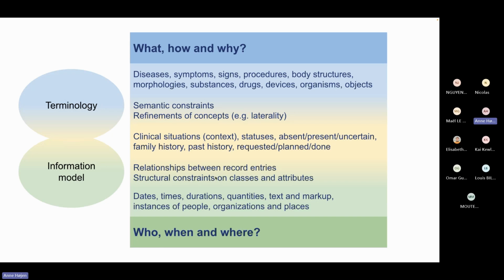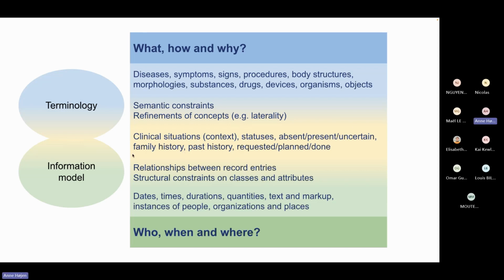And the relationship between record entities, for example, that for a procedure there was a performer of that procedure, and a patient can have one diagnosis. So these relationships between these entries, an information model is super good at that as well. And then there's something they are both good at, representing situations, some contextual information, statuses of things, the absence or presence, uncertainty, family history, past history.